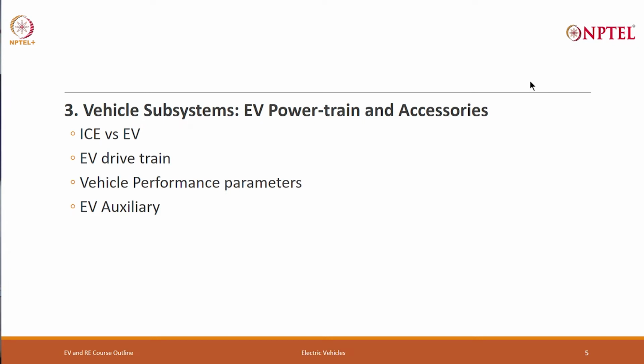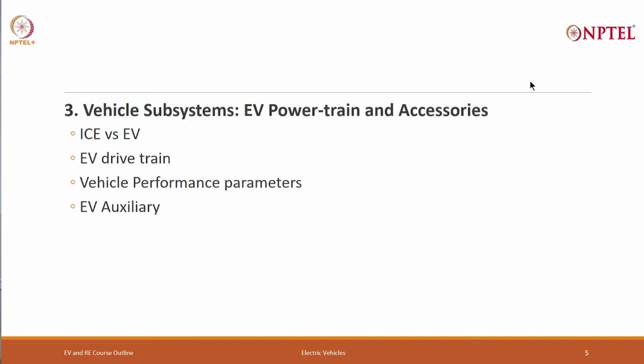And then we will look at vehicle performance parameters. What are the performance targets that we need to get to? And therefore, every subsystem has to adhere to provide you that performance. So that we will discuss in somewhat detail. And finally, we will also talk about EV auxiliary power.